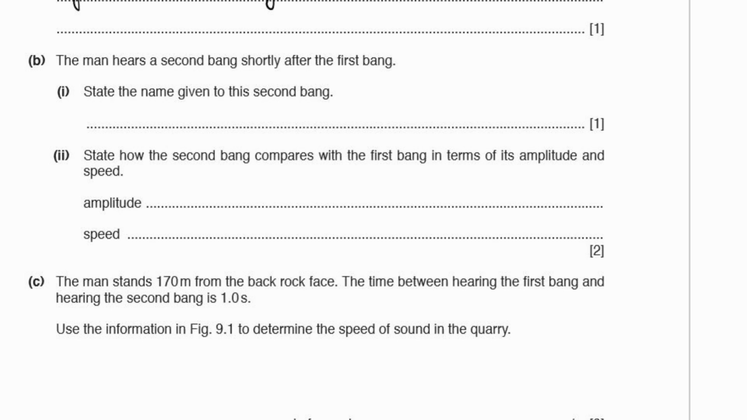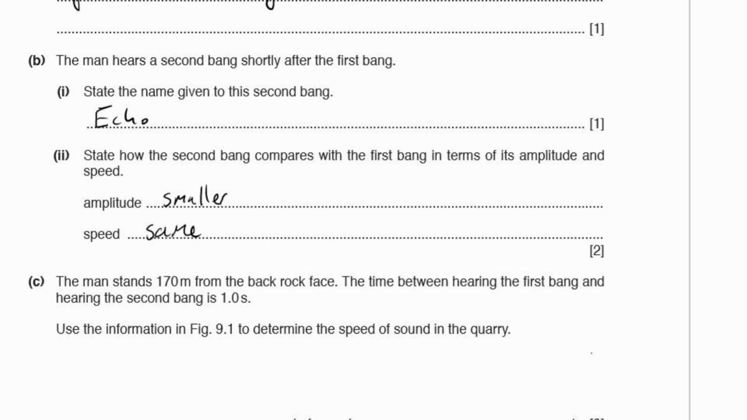B. The man hears a second bang shortly after the first bang. State the name given to the second bang. Well, that is an echo. And state how the second bang compares to the first bang in terms of its amplitude and speed. Well, it's not going to be as loud, so the amplitude is smaller. And speed, what's the speed of sound in air? It's exactly the same.